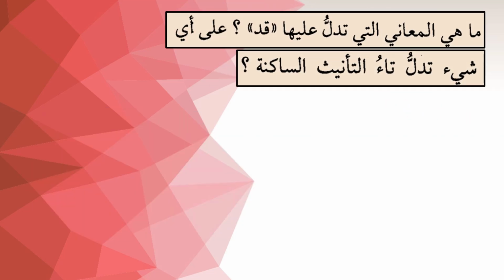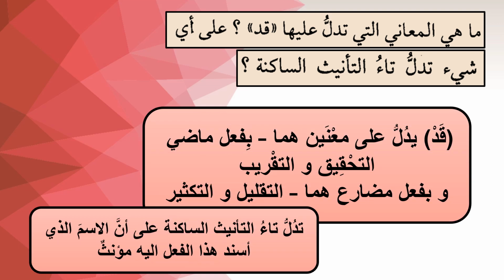Let's see the question. ما هي معنى التي تدل عليها قد؟ على أي شيء تدل تانيث الساكنة? Means what are the meanings that the qad gives when it comes with the tense for the madi and mudari? And على أي شيء means what things, what does the tanis refer to when it comes? So let's see the answers.